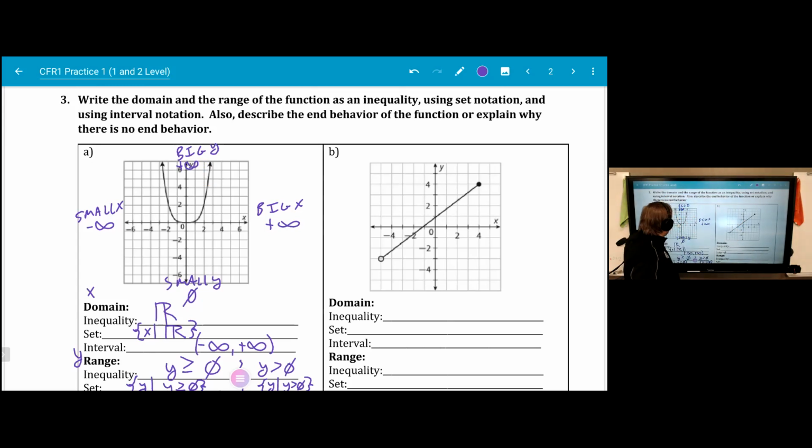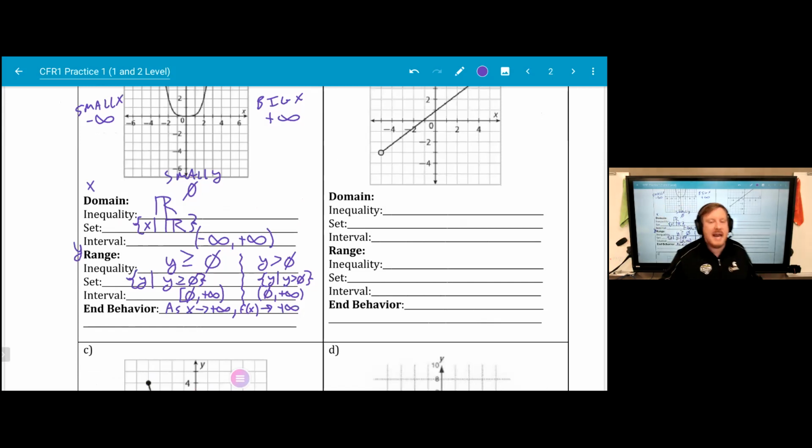So as my x values get bigger and bigger and bigger, where do my y values go? They go up. And what's up? Done making the joke. Positive infinity. You're basically looking, where is the arrow pointing, if there's an arrow? In this case, it's pointing up. Up means positive infinity. Same with the other side.